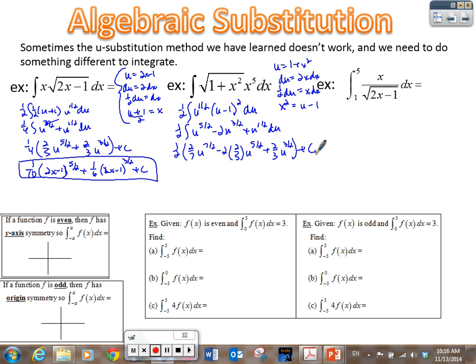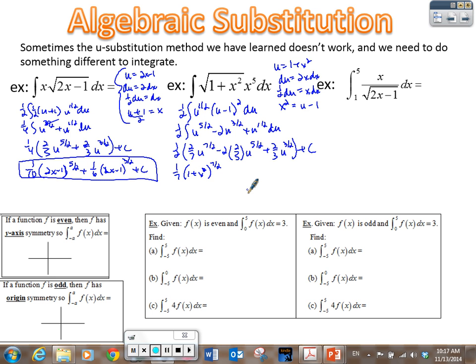I'm going to do the same kind of thing I did before, where I'm going to go ahead and distribute the fraction at the same time that I'm putting the u back in. All right, so we're going to do that. So I'm distributing the fractions, cleaning the coefficients up, and then I'm going to put the u back in. So we'll get 1/7, and our u was 1 plus x squared to the 7/2.